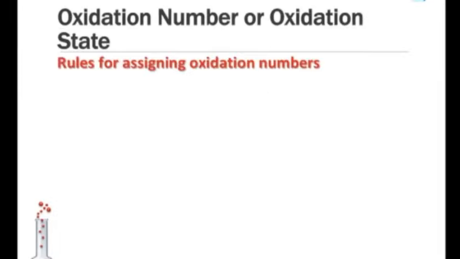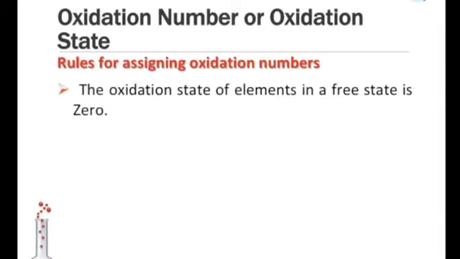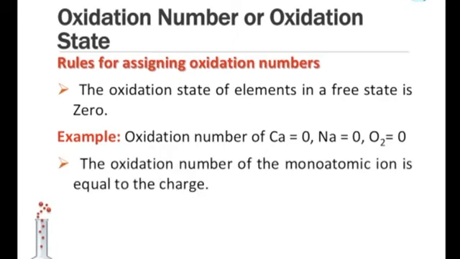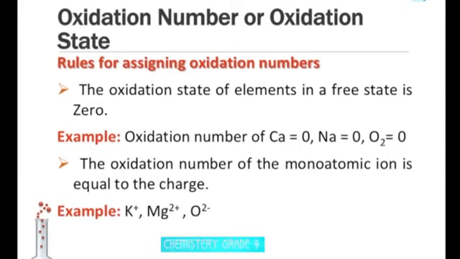There are rules for assigning oxidation numbers that will help you out a lot when doing these problems. First of all, the oxidation state of elements in a free state is 0. Calcium, sodium, oxygen, and chlorine in the last example will always have an oxidation state of 0. The oxidation number of a monoatomic ion is equal to its charge. So after the reaction, the sodium had a +1, which means its oxidation number was +1. The potassium here is +1, the magnesium here is +2, the oxygen here is -2.